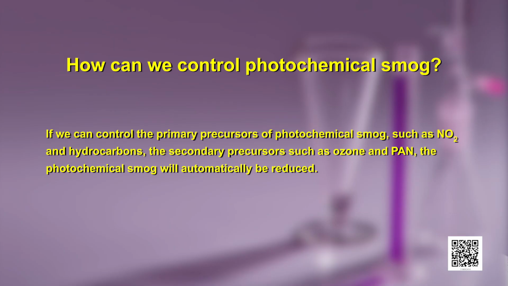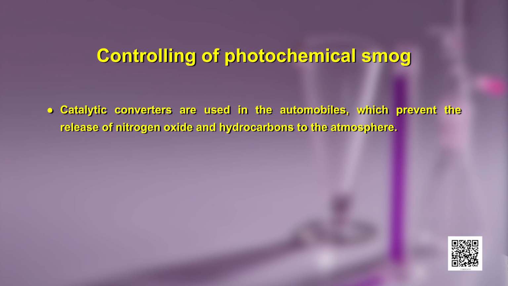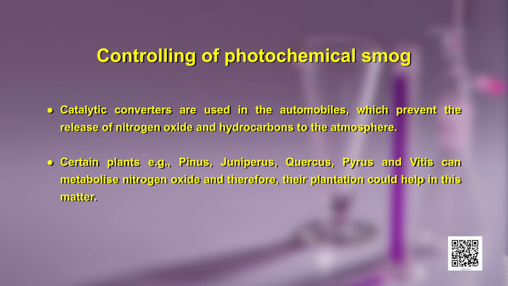But how can we control photochemical smog? If we can control the primary precursors of photochemical smog such as NO2 and hydrocarbons, the secondary precursors such as ozone and PAN, the photochemical smog will automatically be reduced. Usually, catalytic converters are used in the automobiles, which prevent the release of nitrogen oxide and hydrocarbons to the atmosphere. Certain plants, example pinus, juniperus, quercus, pyrus and vitis, can metabolize nitrogen oxide and therefore their plantation could help in this matter.